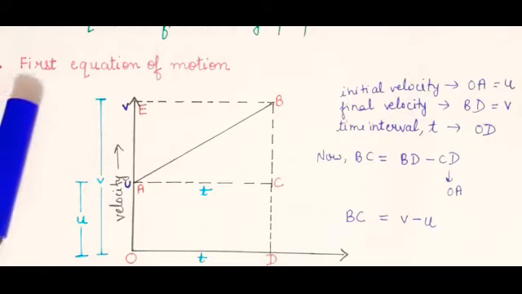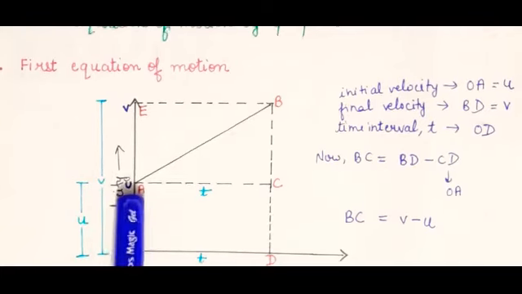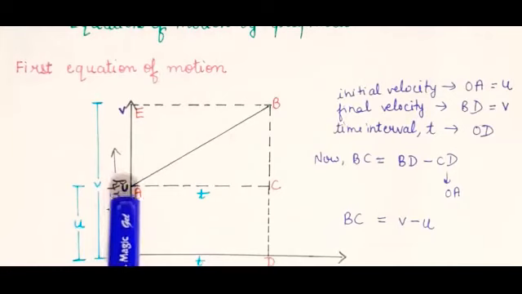First equation of motion: we will draw a VT graph, that means a velocity time graph. We are drawing the velocity time graph of an object that moves under uniform acceleration, and U is not equal to 0. What is U? Initial velocity. So this is a VT graph where the initial velocity U is not equal to 0.